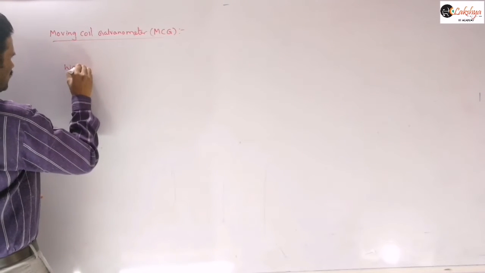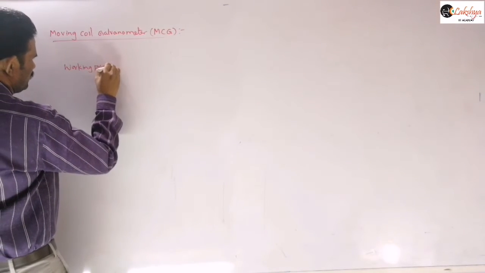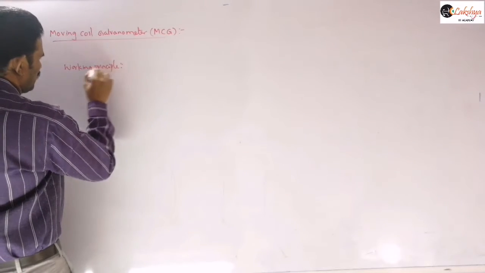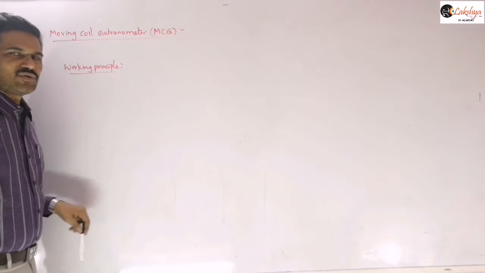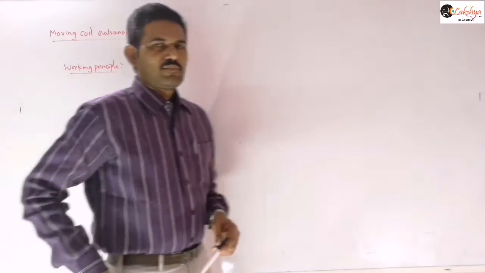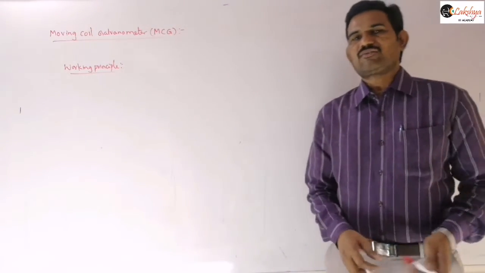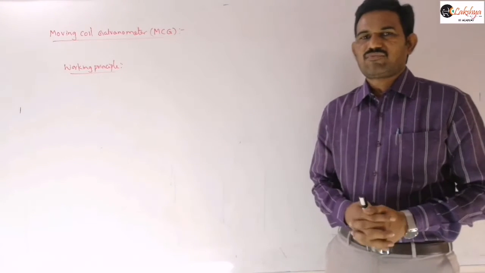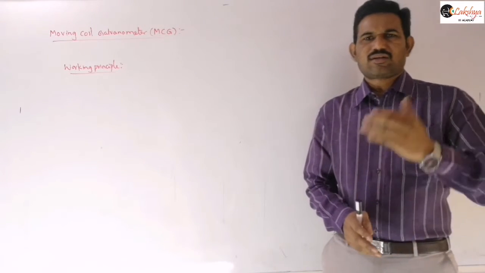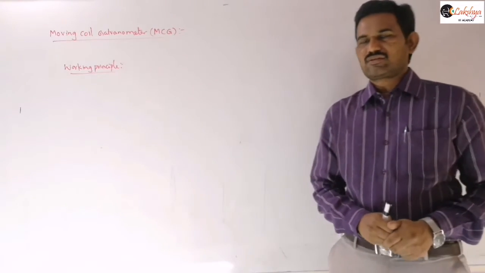So the working principle of this moving coil galvanometer is the torque acting on a current carrying coil placed in a magnetic field. That means if you place a coil in a magnetic field, then some torque will act on it. That is our principle of working of the moving coil galvanometer, and we derived an expression for torque, and we discussed some problems related to that, right?